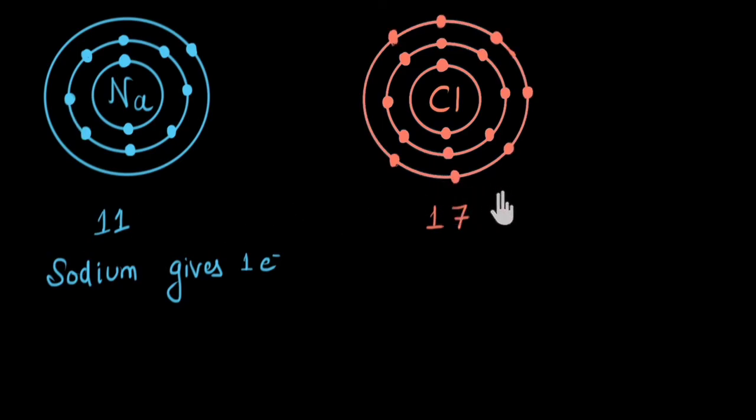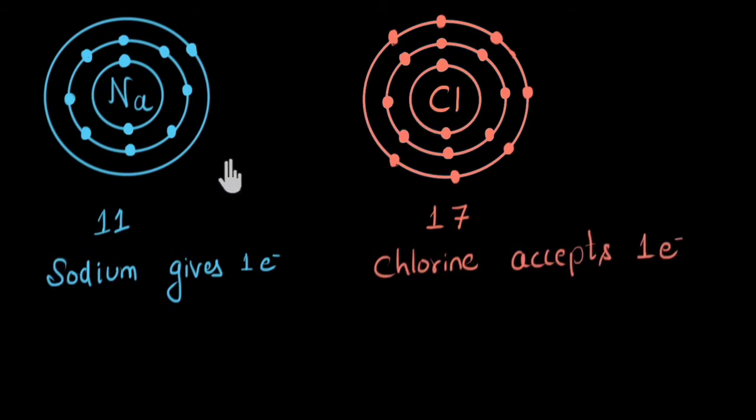So here also, chlorine's octet is not complete because in the outermost shell, or in the valence shell, we have only 7 electrons. We need one more electron for chlorine's octet to be complete. So chlorine will need one electron. Chlorine will accept one electron. So sodium and chlorine, they seem to be made for each other. Sodium wants to get rid of one electron and have a complete octet, whereas chlorine wants to accept one electron and have a complete octet. And that's exactly how they react.